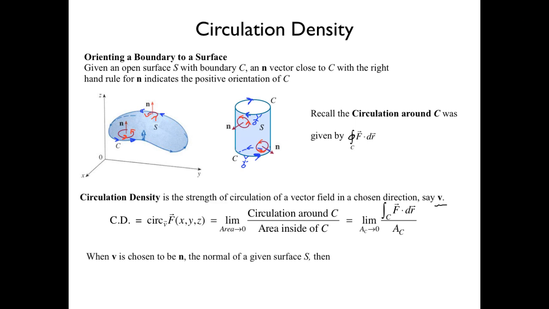Okay, so then what we want to do, if we have a surface, is choose V to be the direction of n, right? We want to choose V to be the direction of n, and so then we're looking at the strength of circulation within, parallel to the surface, right? In that plane parallel to the surface. So if n is orthogonal to the surface, and we choose V to be here, then we're looking at the circulation density for that kind of rotation.